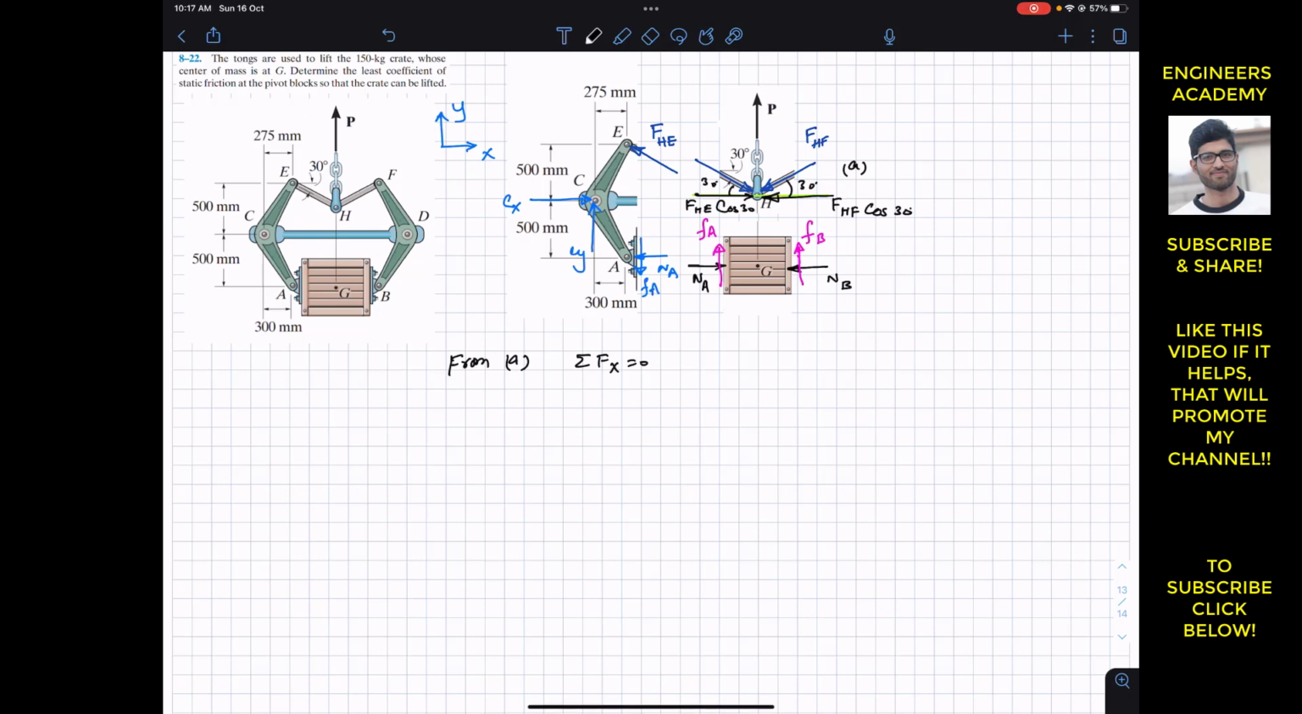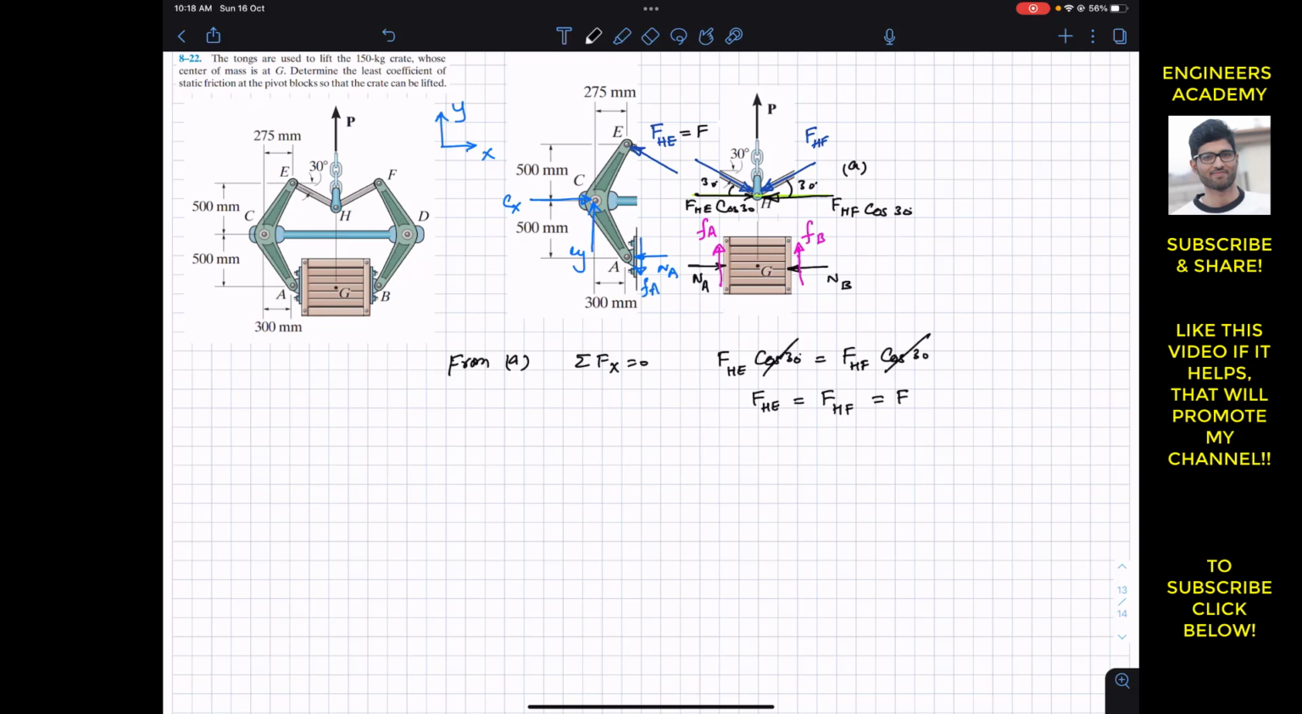So the summation of forces along x equals to 0, so we can say that FHE cos of 30 is equal to FHF cos of 30, and from both sides cos of 30 will cancel out, so we can say that FHE is equal to FHF, and let's say this is equal to force F. Since both are equal, the magnitude of both of these is equal to F. So now FHE is equal to F.